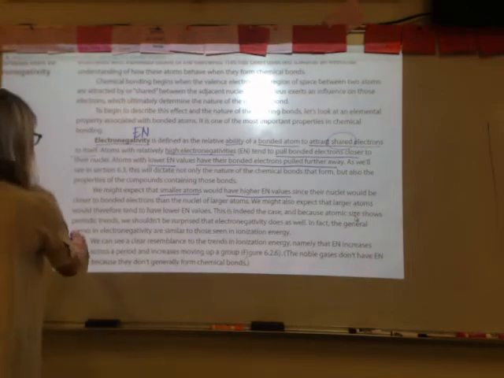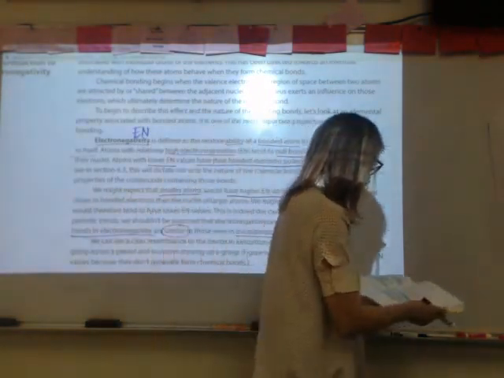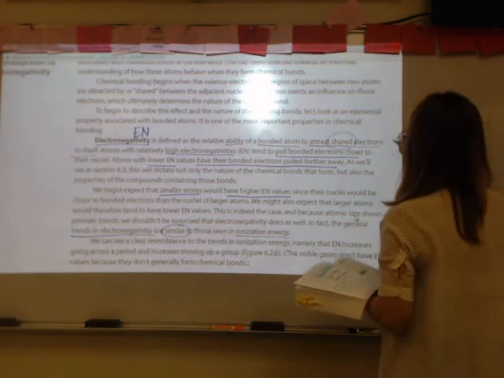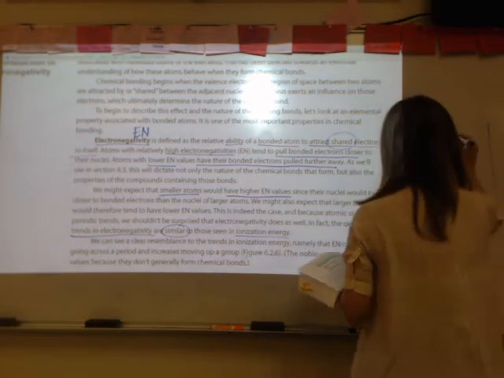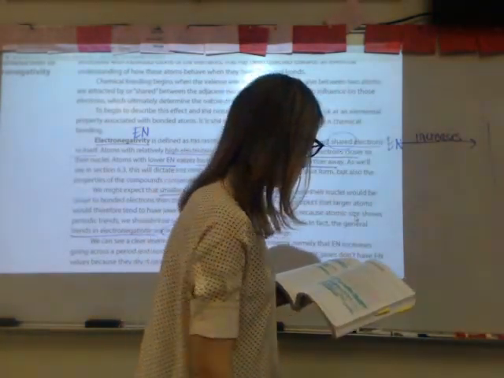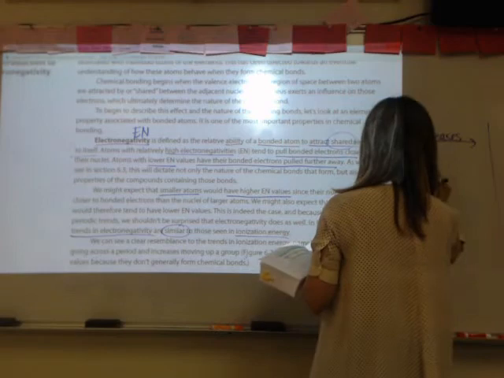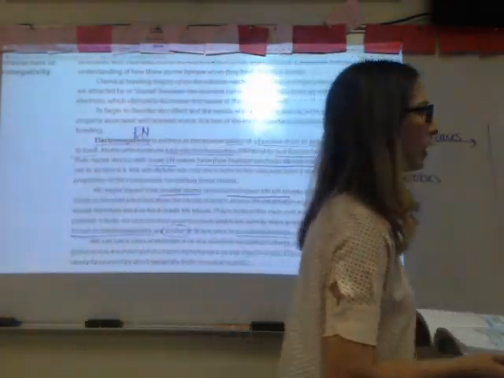And the trends that you see in electronegativity are really similar to those seen in ionization energy. What that means is electronegativity increases left to right across a period, and it increases moving up a group. Okay? The noble gases don't have any electronegativity values because they don't tend to form chemical bonds.